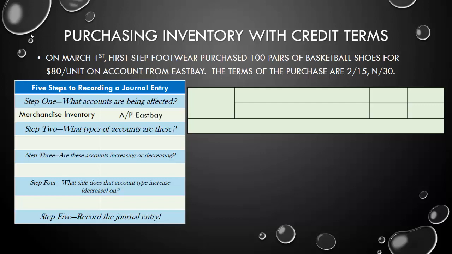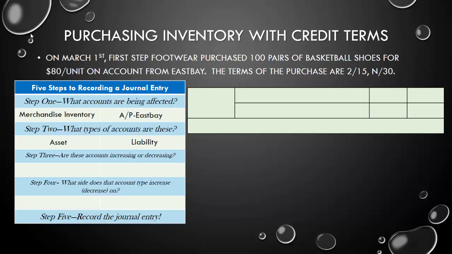That's what we're buying. How are we paying for it? We're paying on account. So the second account is accounts payable, and we're going to use a subsidiary account for this specific vendor, so let's call it AP eBay. What type of accounts are they? Well, inventory is always an asset, and payable means liability.